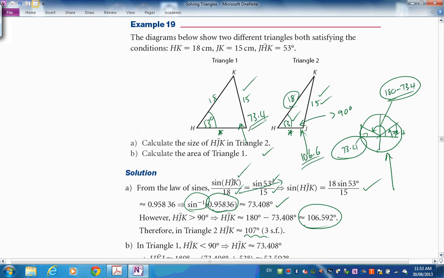In this problem, we are guessing that this is bigger than 90 because it looks that way. In a problem when it's not obvious and it's not stated, you've got to be careful with finding the angle opposite the biggest side, because it could be acute or obtuse, and the sine value won't tell you that. We're going to have a look at that in a minute.